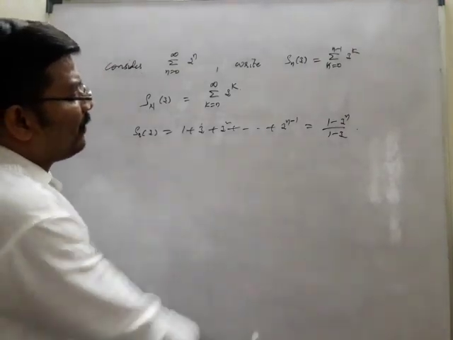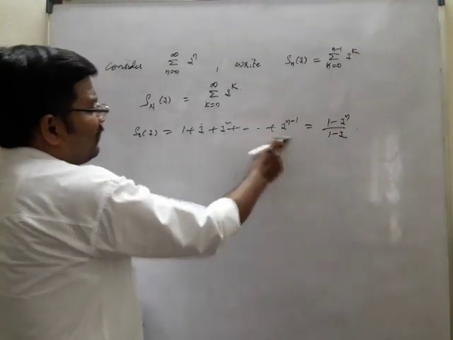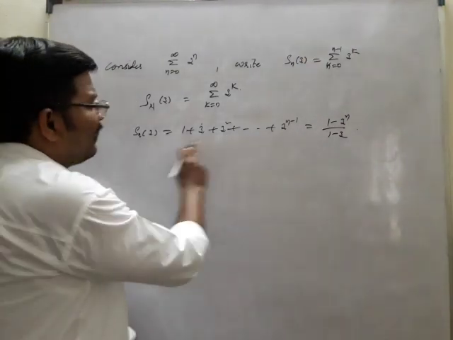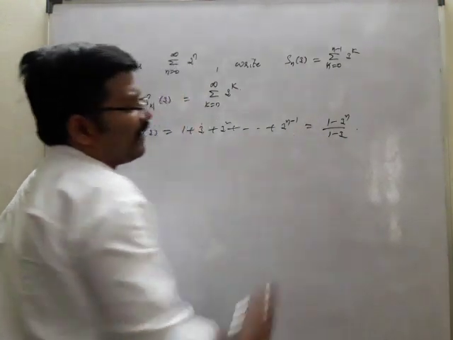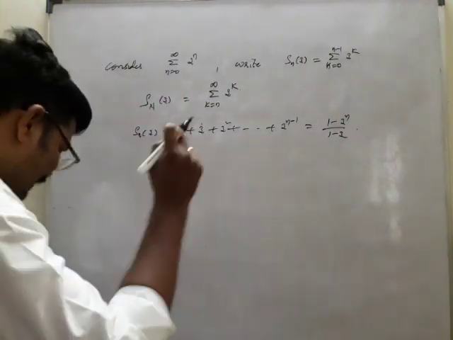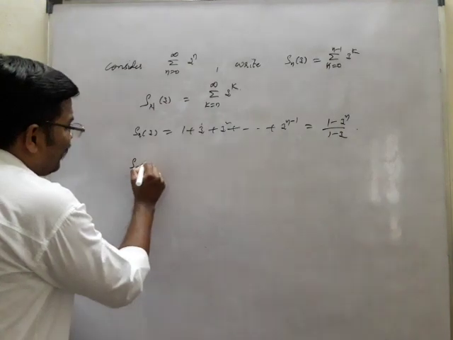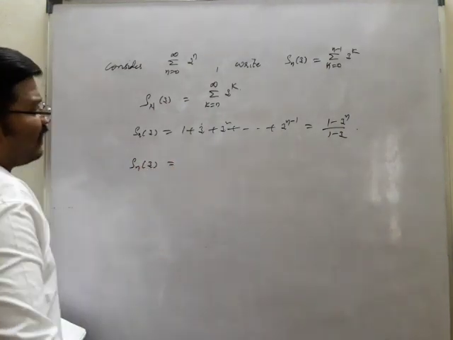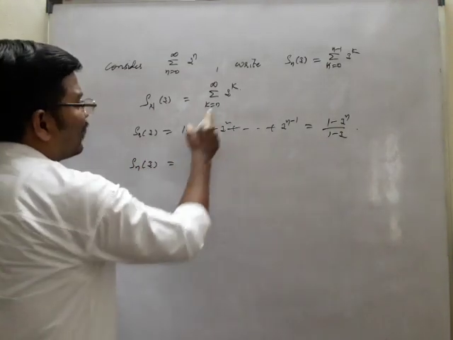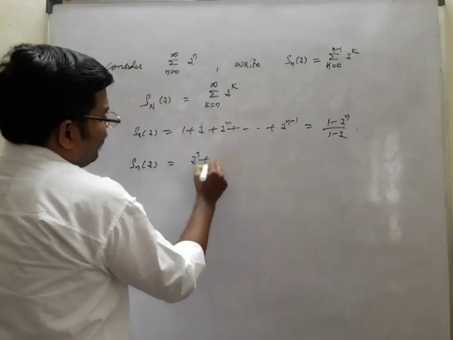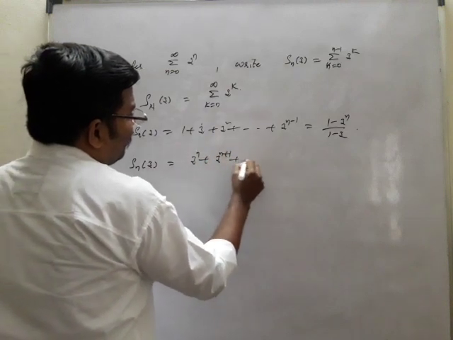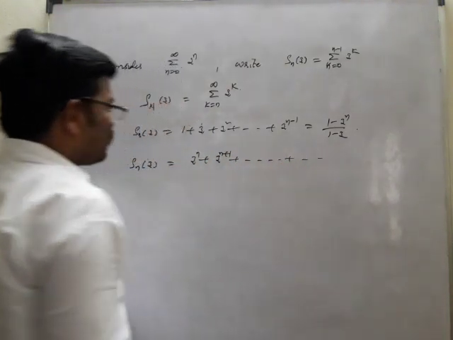Sn of z is the sum up to z power n minus 1. According to this series, you will get (1 minus z power n) by (1 minus z). Now what is rho n of z? Rho n of z is z power n plus z power n plus 1, and so on. It goes on like this.